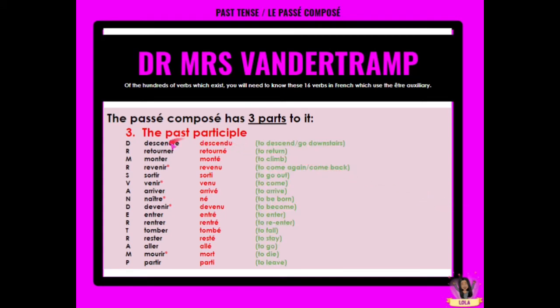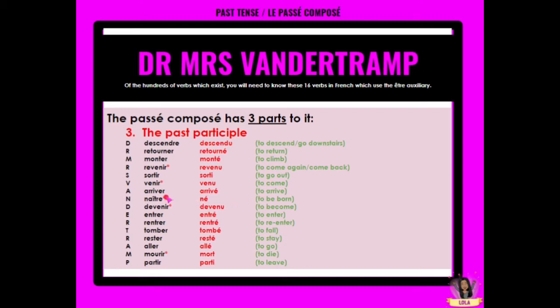So here it tells you what everything means. Descendre becomes descendu, which means to descend or go downstairs. Retourner means to return. Monter means to climb. Revenir, which becomes revenu, means to come again or come back. Sortir becomes sorti, which means to go out. Venir becomes venu, which means to come.